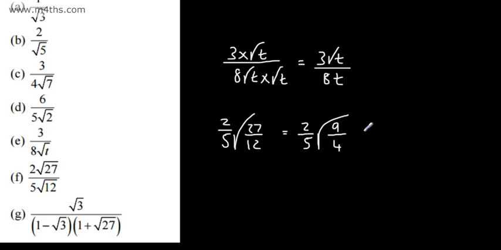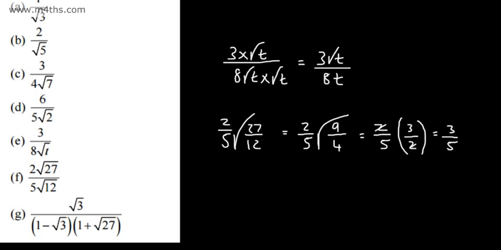Okay, these are both square numbers, so we can write this now as 2 over 5, and then what we've got here is simply the square root of 9, which is going to give 3, and the square root of 4, which is going to give 2. These 2's are going to cancel, and that is actually going to leave me a rational fraction. So not just a rational denominator, a rational fraction.